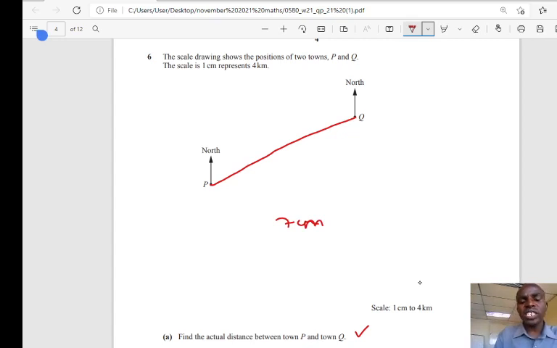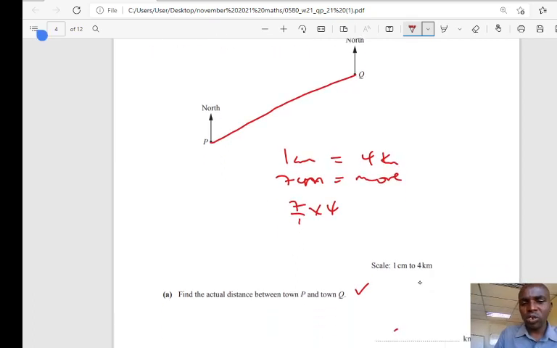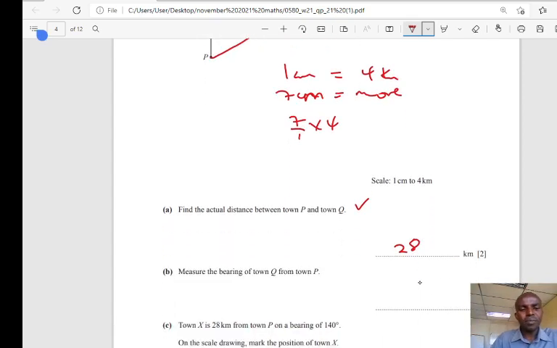Then we just use proportion. 1 centimeter is equal to 4 kilometers. What about 7? It's more. So it will be 7 over 1 times 4, which is 28 kilometers. So this one will be 28 kilometers. Done.